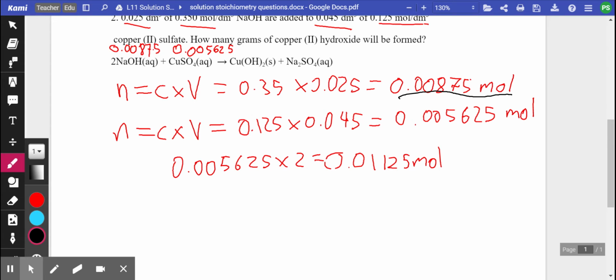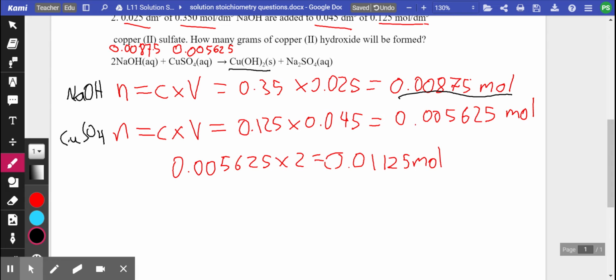0.00875. So let me just label these. This was the NaOH, and this is the copper sulfate. So to proceed to find how much copper hydroxide I can possibly make, I need to use the number of moles of sodium hydroxide because I'm going to run out of sodium hydroxide before I run out of copper sulfate.